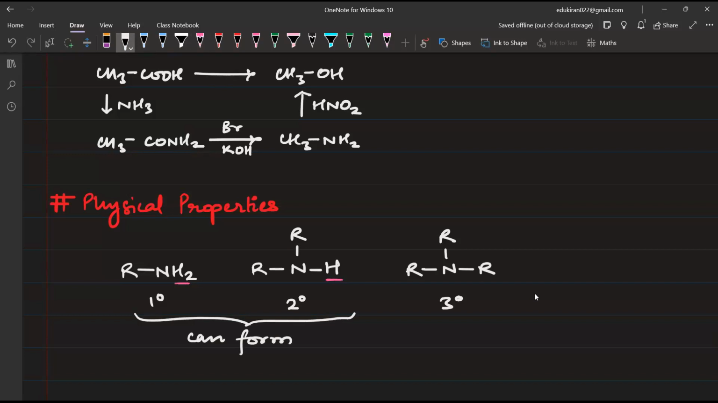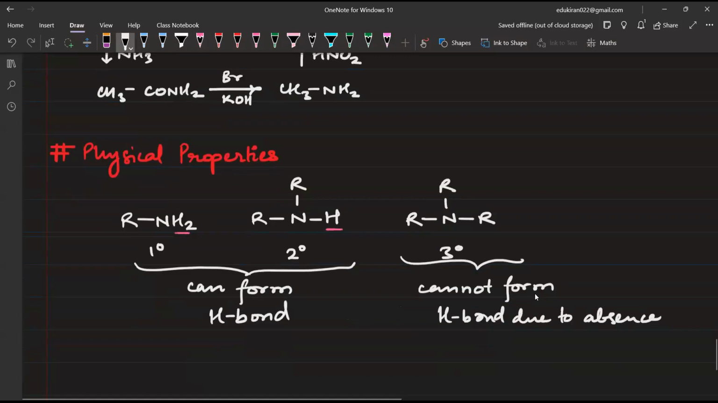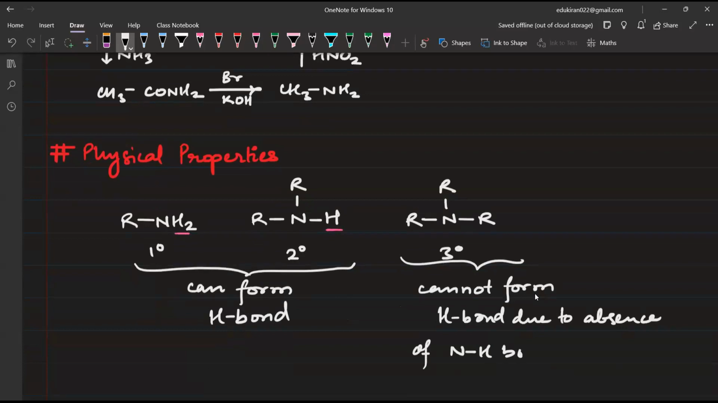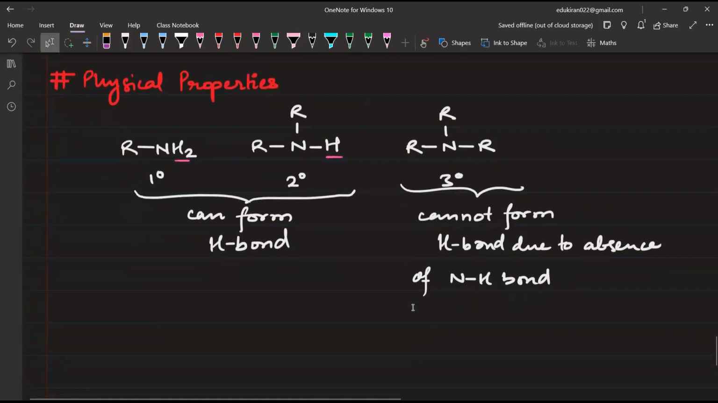Primary and secondary amines can form hydrogen bonds, and the 3 degree cannot form hydrogen bond due to absence of NH bond. Okay, now this is the reason why 3 degree amine is going to have slightly different physical properties than the primary and secondary amines.